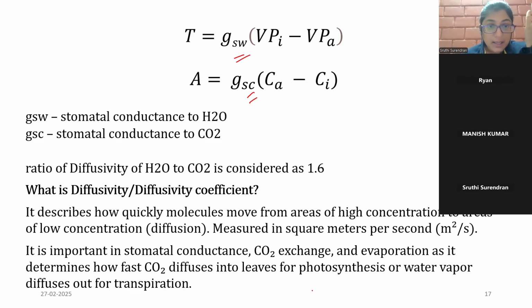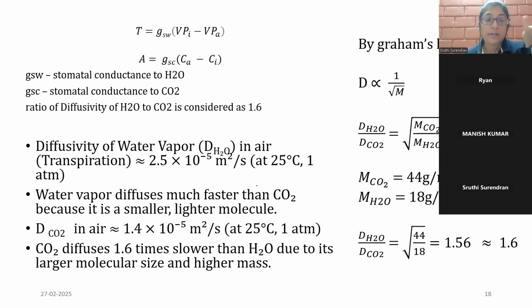So for this, the diffusivity of water vapor is found to be nearly 2.5 into 10 to the power minus 5 meter square per second at 25 degrees Celsius and 1 atmospheric pressure, and the diffusivity of carbon dioxide is found to be 1.4 into 10 to the power minus 5. Again, the rate with which carbon dioxide is going is going to be lesser and more in case of water vapor.